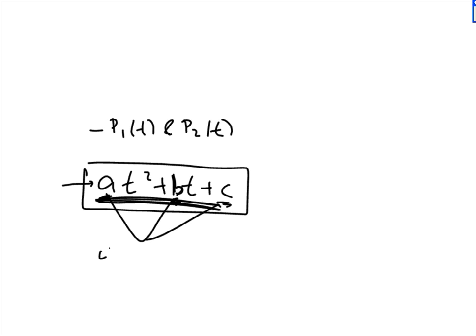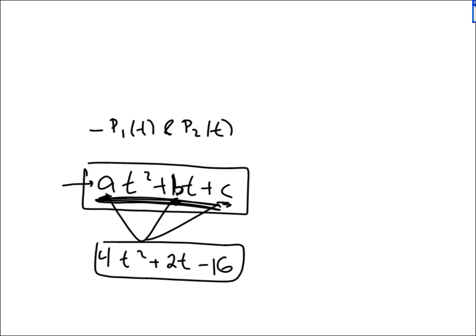A and b and c couldn't be any old numbers. They can be 4 and 2, that adds up to 6, and then the constant had to be negative 6. It's not any old one. They can't span that. This is not in the span. This is not an element of the span of P1 and P2 of t. It's not.